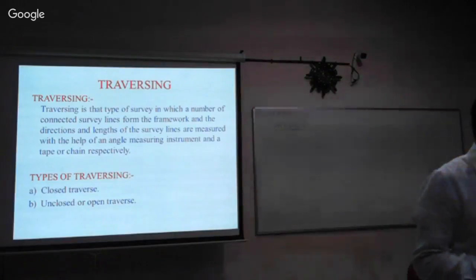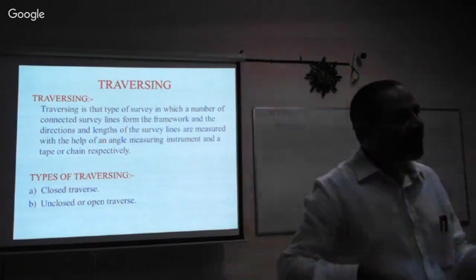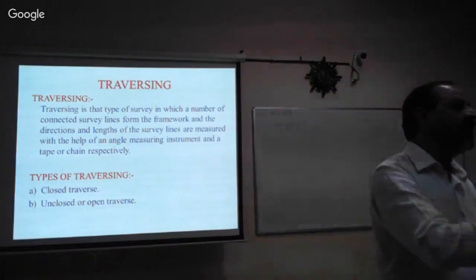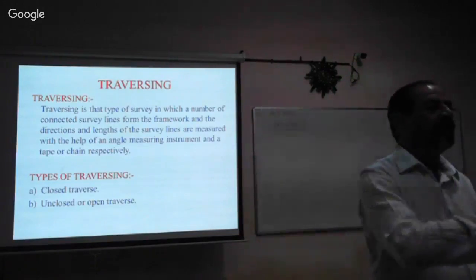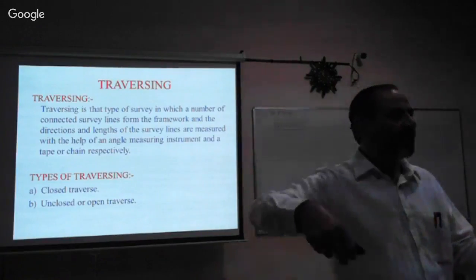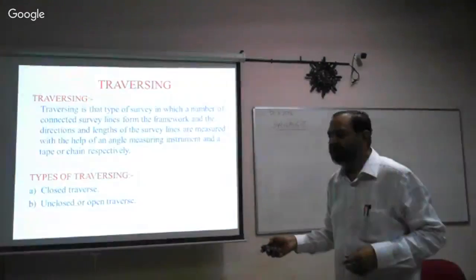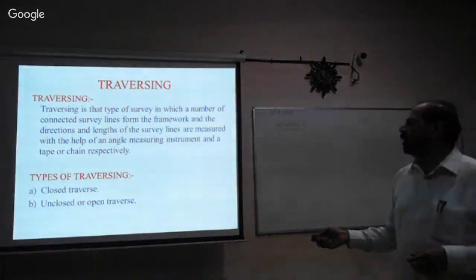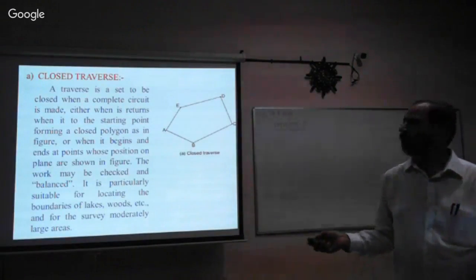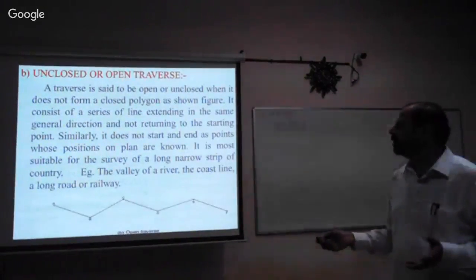Closed traverse means we commence the work from one particular point and we reach the same point again, where it is a closed loop, isn't it? We will come back with a number of survey lines. We will measure the distances and measure the horizontal angles, and we will come back and meet at the same point, and close. Now we have discussed this closed traverse and also the open traverse and how to do that.